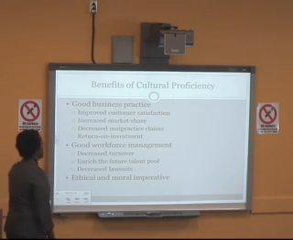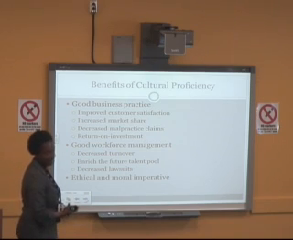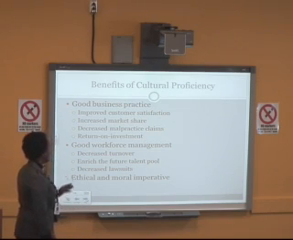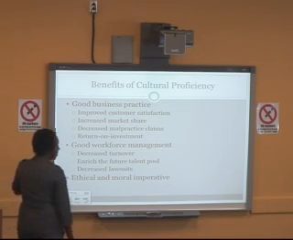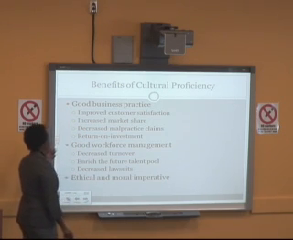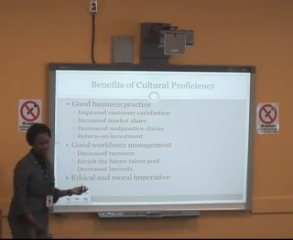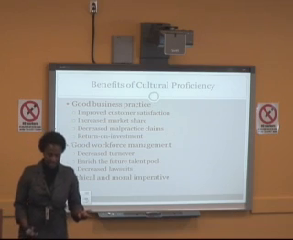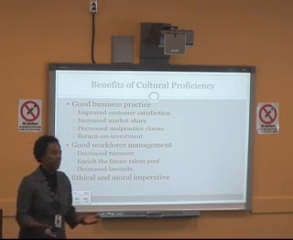So what are the benefits? We know it's gonna cost money, right? So we have to see, is it worth it? What are the benefits of being culturally proficient? Well, number one, it's good business practice. As a business, you should want to provide this to your patients.